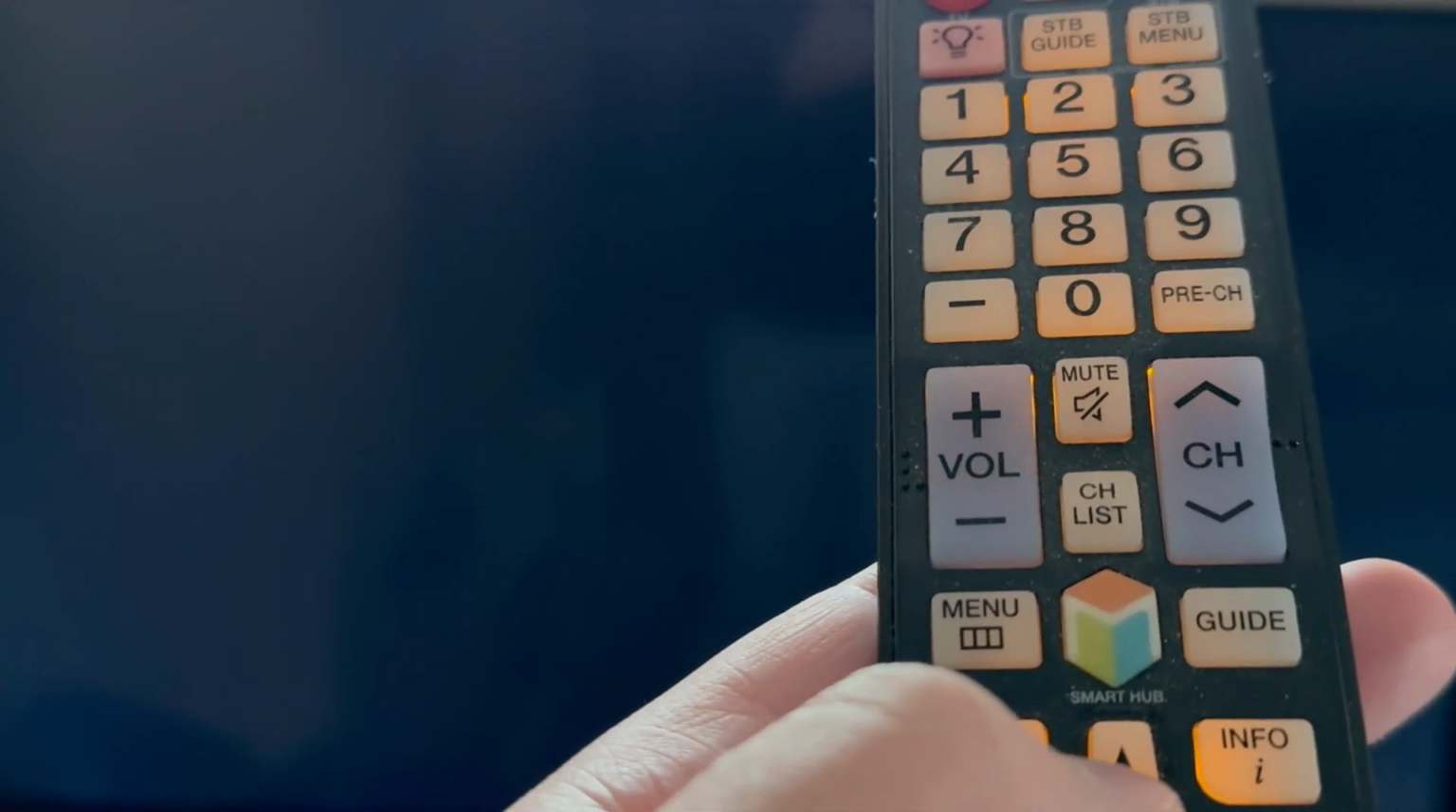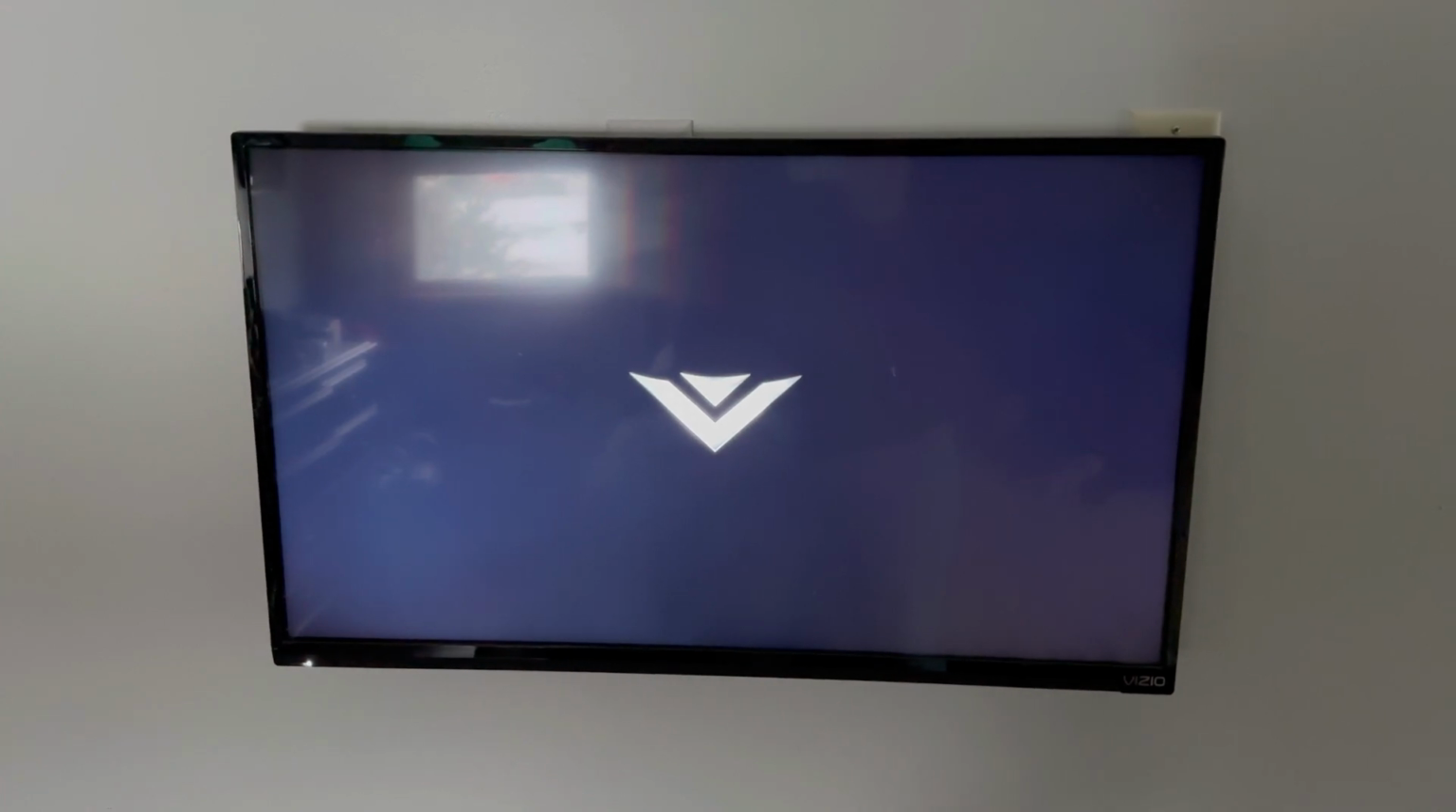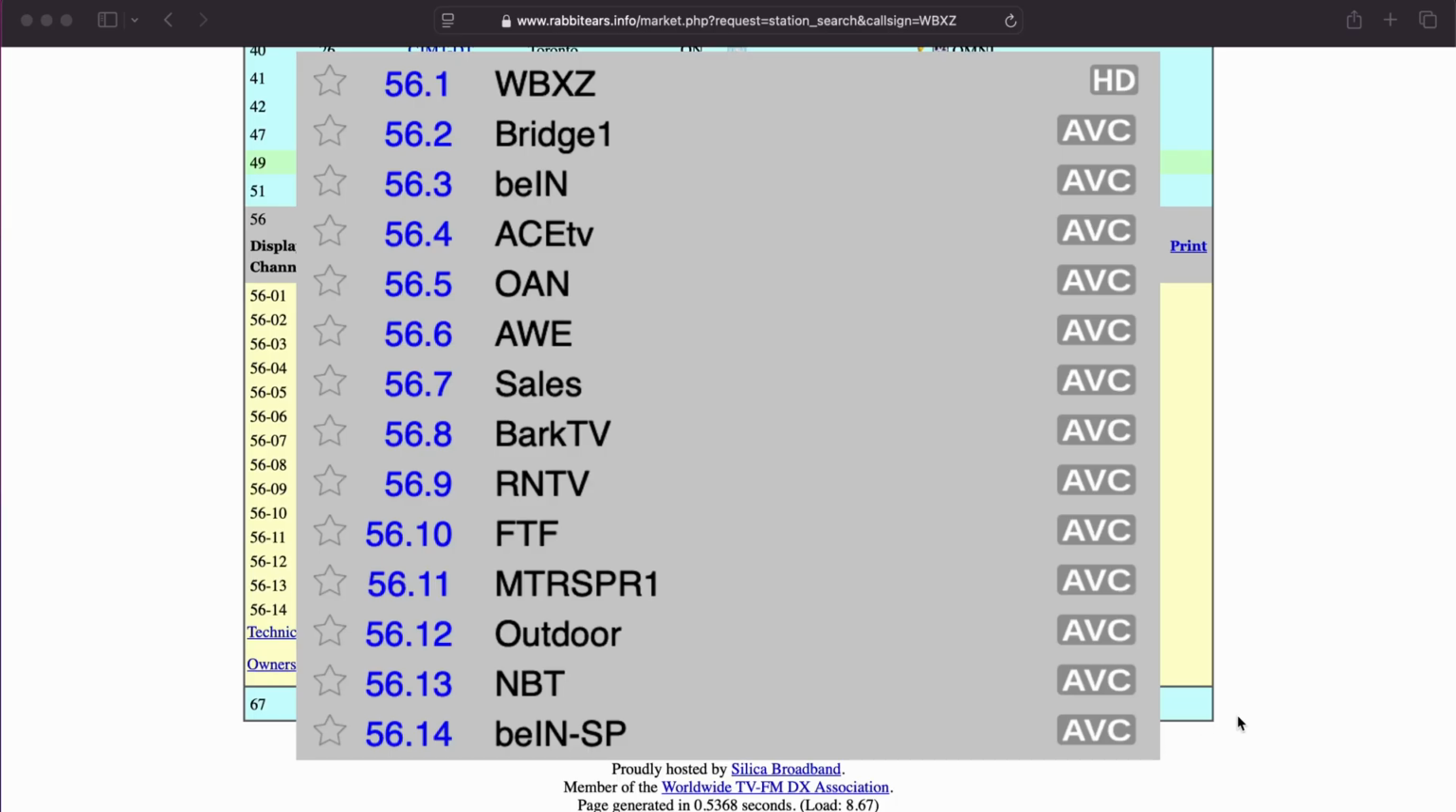I think this shows that most people that have even relatively older TVs will still be able to play back AVC perfectly fine. What do you guys think of the results?